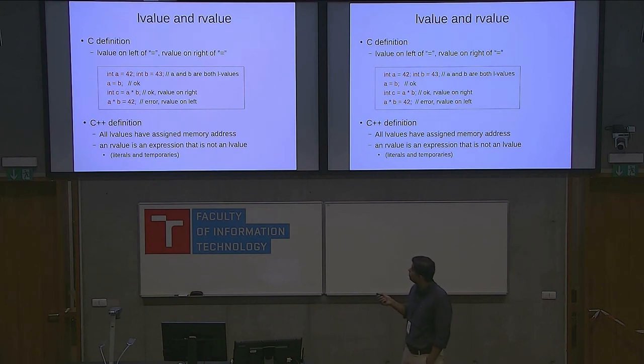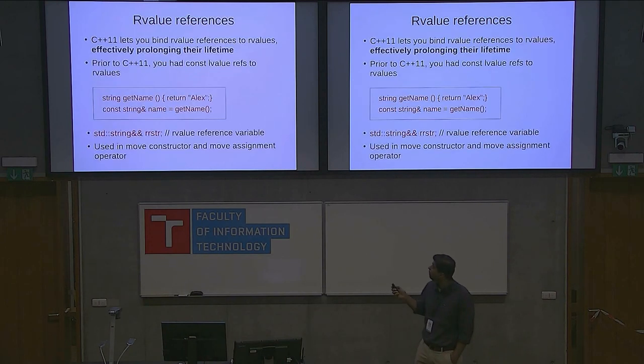Like, this is a temporary, A into B. So at runtime, there will be a temporary object created, and then that temporary will be copied into this integer, right? This is a temporary too. You can't take its address. You can't say address of 42, right? So there is no address for this. So the whole point of R values is they have no address.